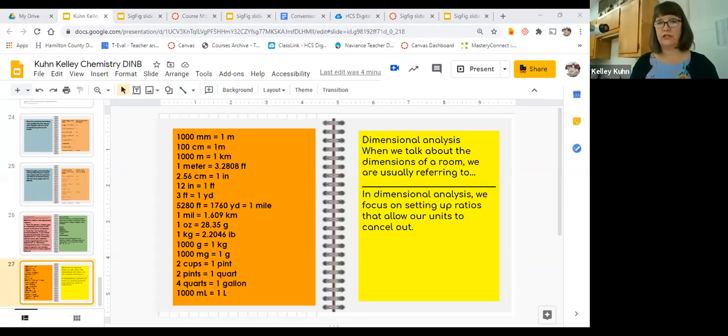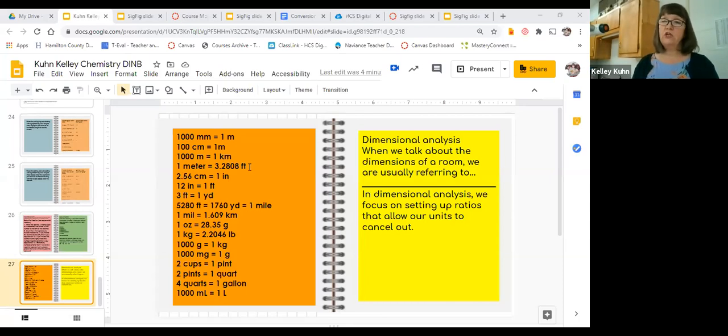So the first thing that you're going to need to do is to make sure that you have copied slide 28 into your digital interactive notebook. Hopefully you did that at the beginning of class when I asked. And the reason I'm having you copy this in is I've listed several common conversions that we're going to be using as we learn about dimensional analysis.